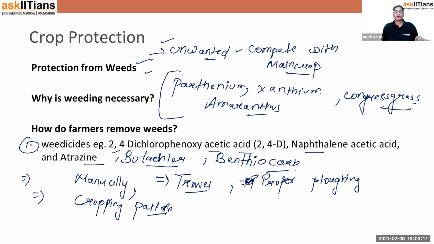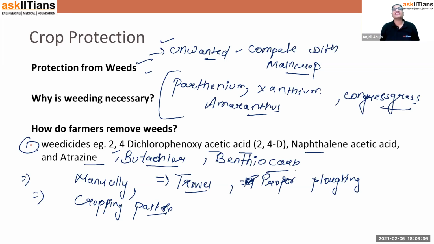So these are the points that you can mention: using weedicide, manually with the help of hand by plucking it up, trowel, cutting the soil and the weeds. Proper ploughing should be done, and ploughing is done with the plough. Hoe and sickle are also there for cutting it up, and then the cropping pattern should be followed. So these are the points. And if this question comes as a 5 marks question, I'm pretty sure that you can just write it.